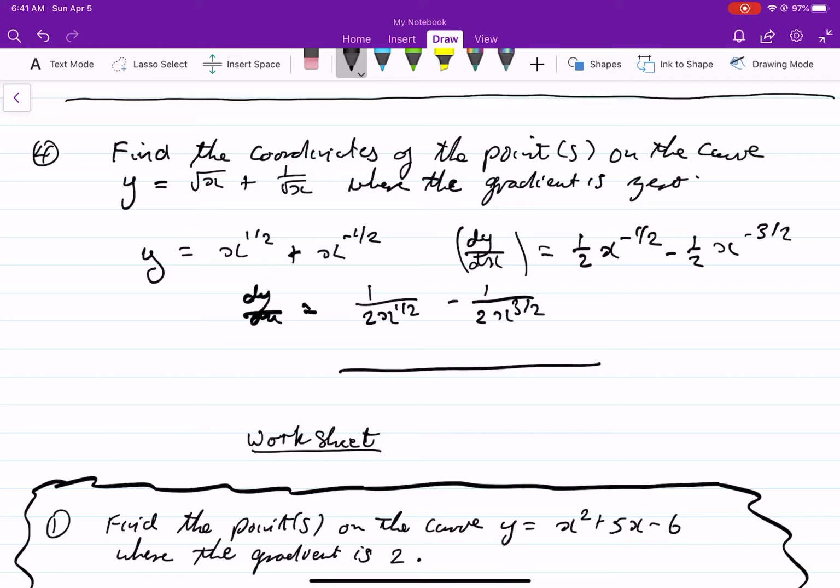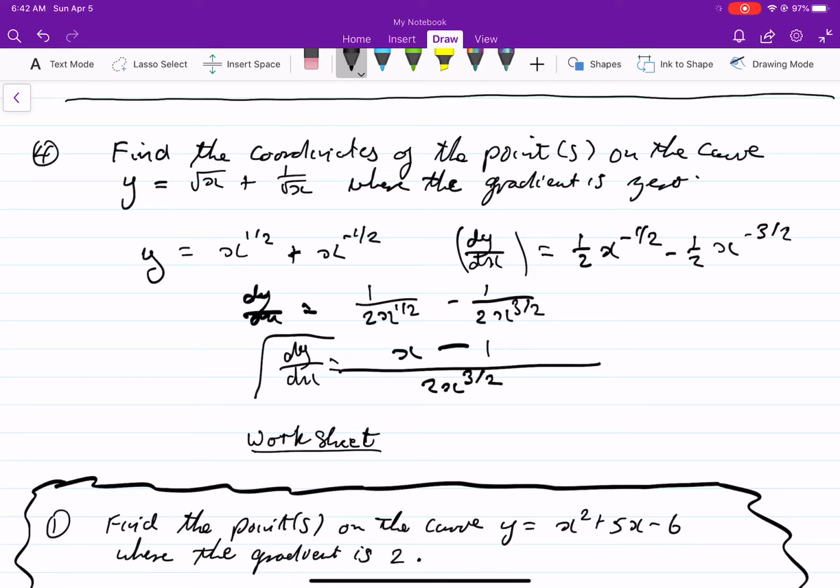Looks like we have an LCM of 2x to the 3 halves there. 2x to the half into 2x to the 3 halves, if you divide, you're left with x. x by 1 is x. Minus 2x to the 3 halves into 2x to the 3 halves is 1. 1 by 1 is 1. Okay, so this is my gradient function, dy dx.